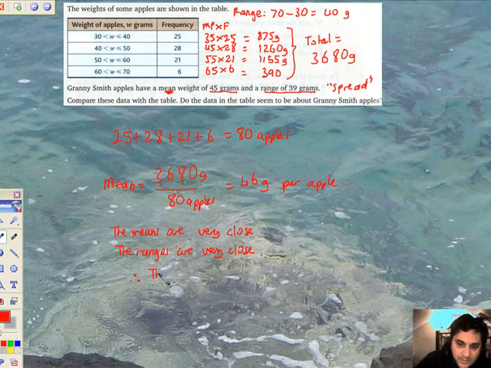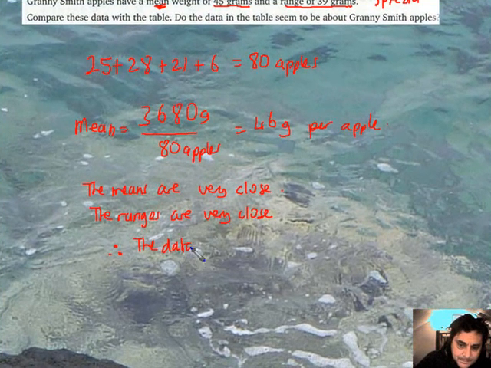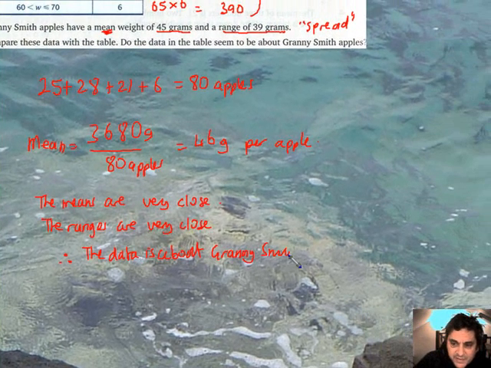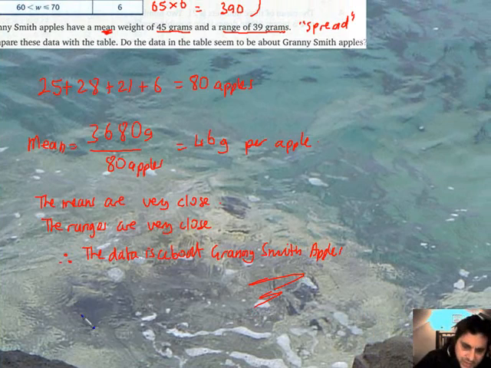Therefore the data is about Granny Smith's apples.